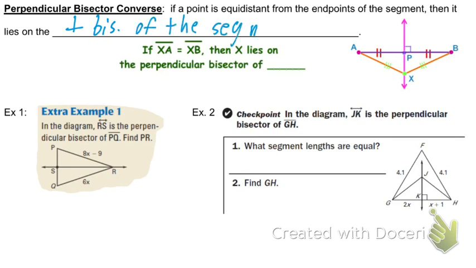And you could write out perpendicular bisector if you want, but I'm not going to. Of the segment. So the converse of the perpendicular bisector theorem says, hey, X is equidistant from the two endpoints A and B. So it has to be on the perpendicular bisector. So even if you didn't see this perpendicular bisector there, because it's equidistant from those, we know it has to be on the perpendicular bisector.